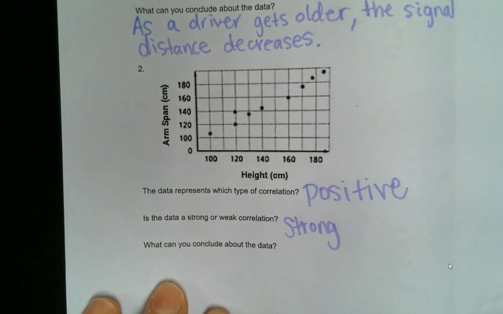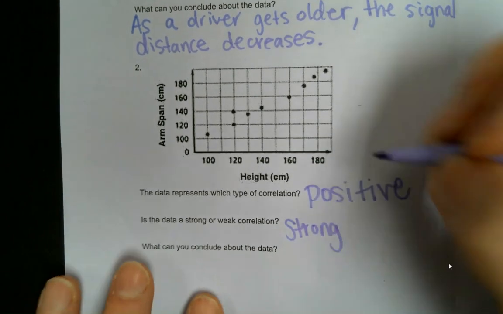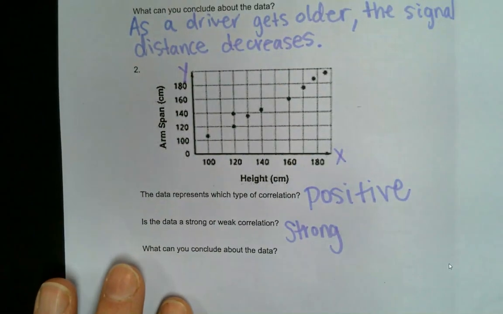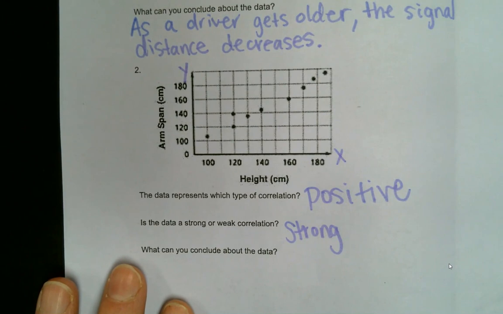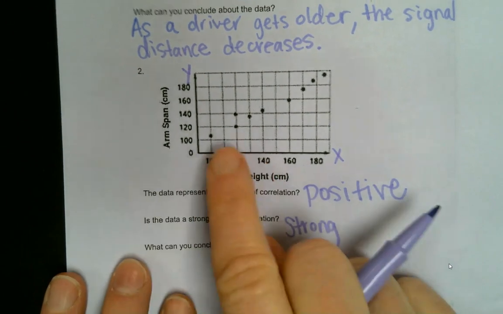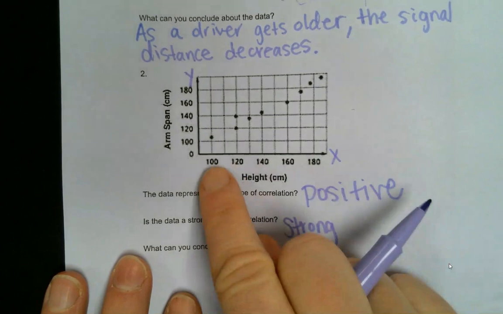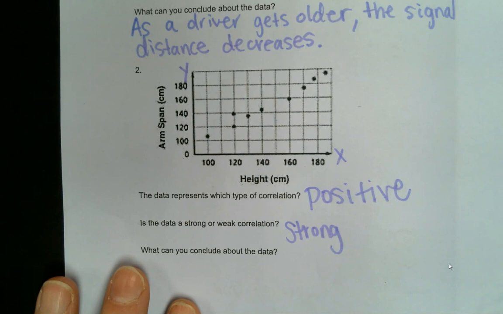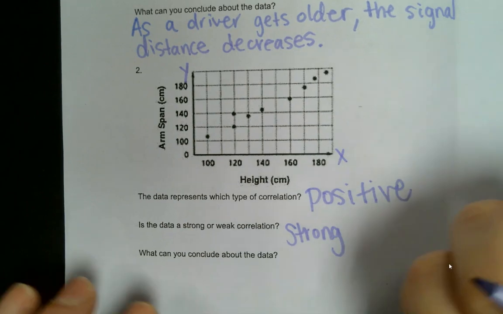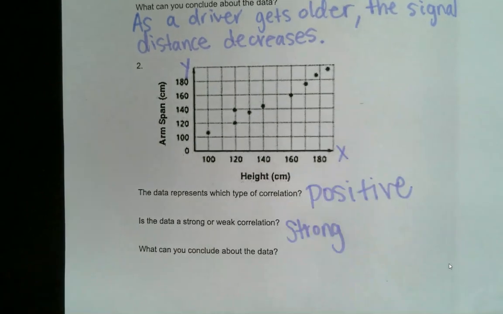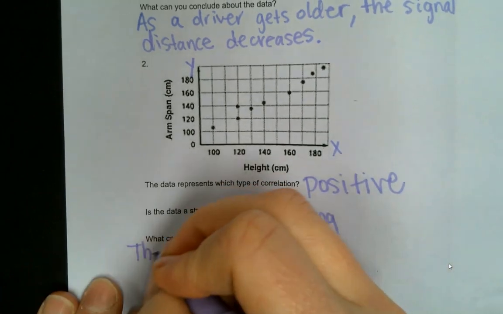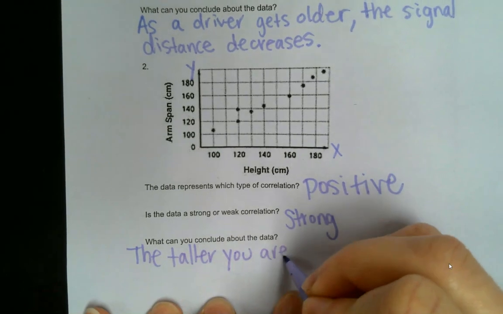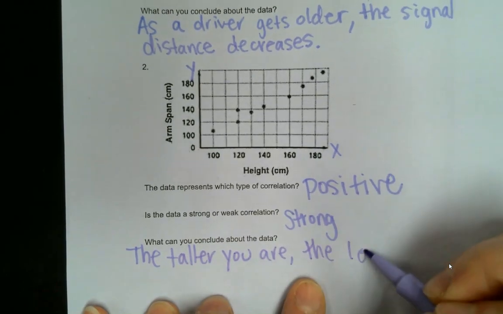So what can you conclude about the data? So you have to identify what the variables are. So we have X here, Y here. So X is height, Y is arm span. So as someone's height increases, or the taller you are, what do you notice about the arm span? Yeah, so they both increase. So the taller you are, the longer your arm span.